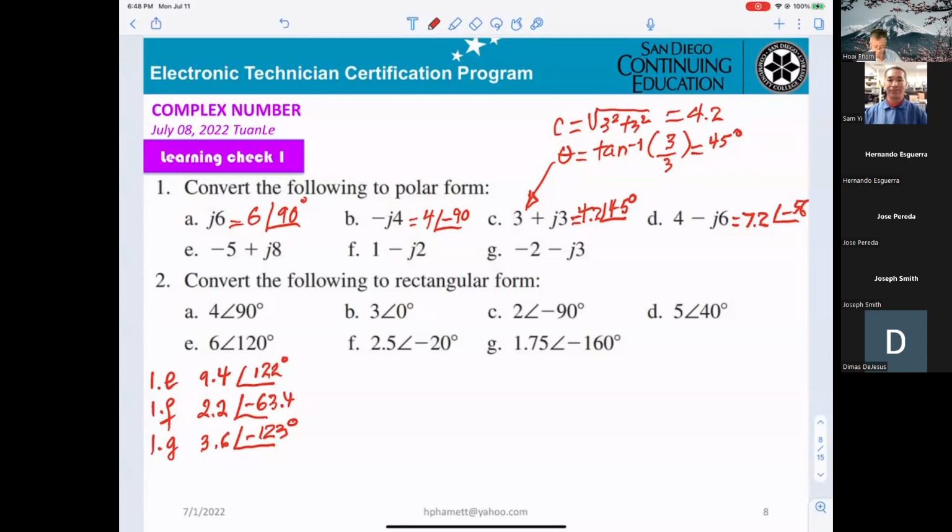Okay, so we go to A. They want converting polar to rectangular. There's going to be j4. Sounds good.